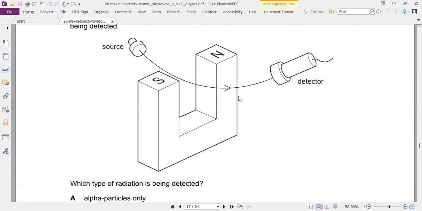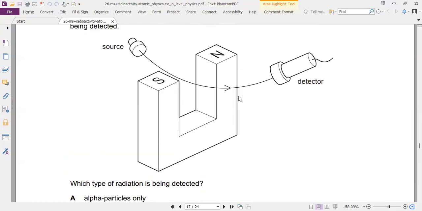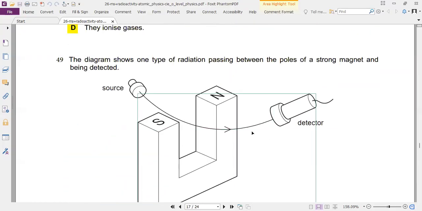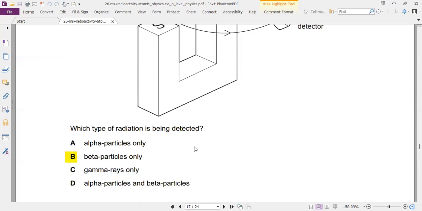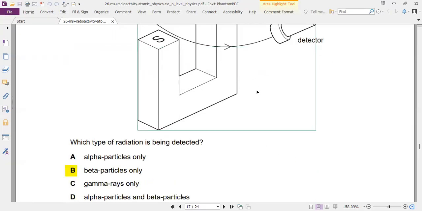So we have a source, we have a magnetic field, and the detector is placed at a curved path. So why will we only receive beta particles? Why not alpha? It is because beta and alpha have opposite charges. So if beta goes up, alpha should go down. They won't go towards the detector. The detector does not attract these particles. It only detects them if they reach it. Beta will reach it, alpha will not. Gamma goes straight anyway.